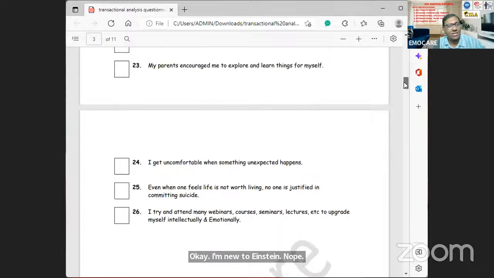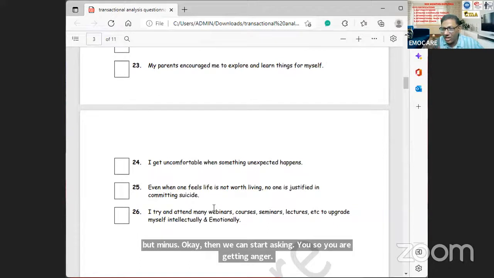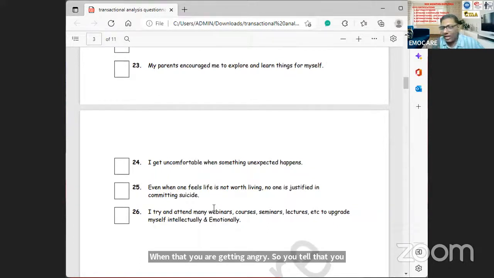I am getting anger. Somebody tells I am getting anger. I get uncomfortable when something unexpected happens. Okay, he has not ticked it. He has put minus. Okay, then we can start asking here now. See, you are getting anger. When are you getting anger? So you tell that you are getting anger. And you also say that you are not getting uncomfortable when something unexpected happens.